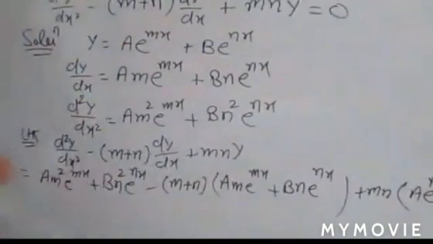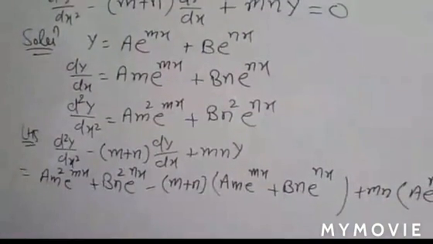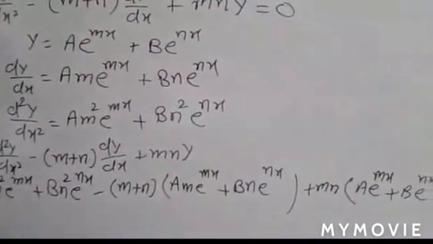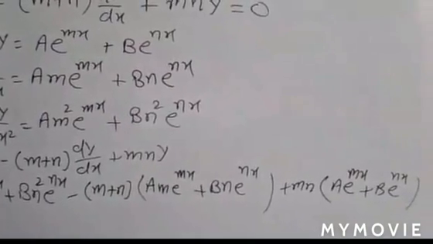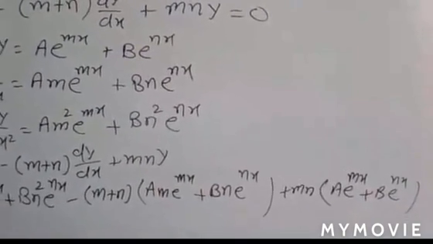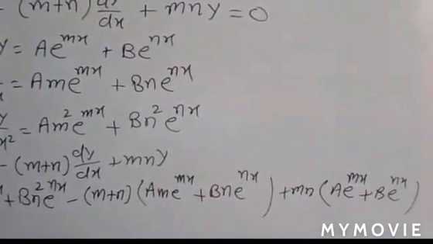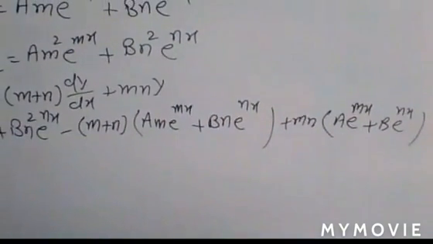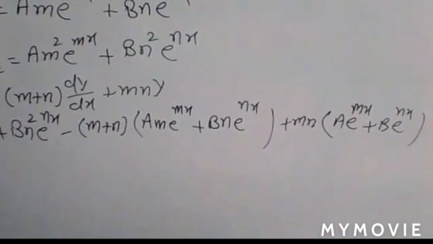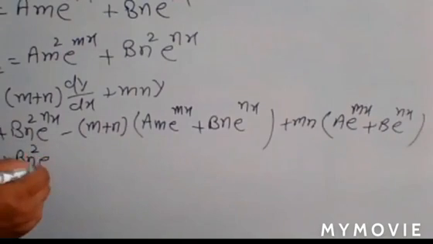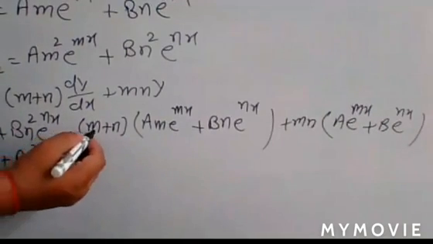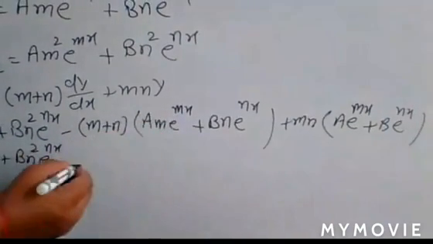Okay, so in this way you write the values of the second derivative, the first derivative, and the value of y, and then multiply. So here you have am square e to the power mx plus bn square e to the power nx. Now multiplying each of the terms by minus m.